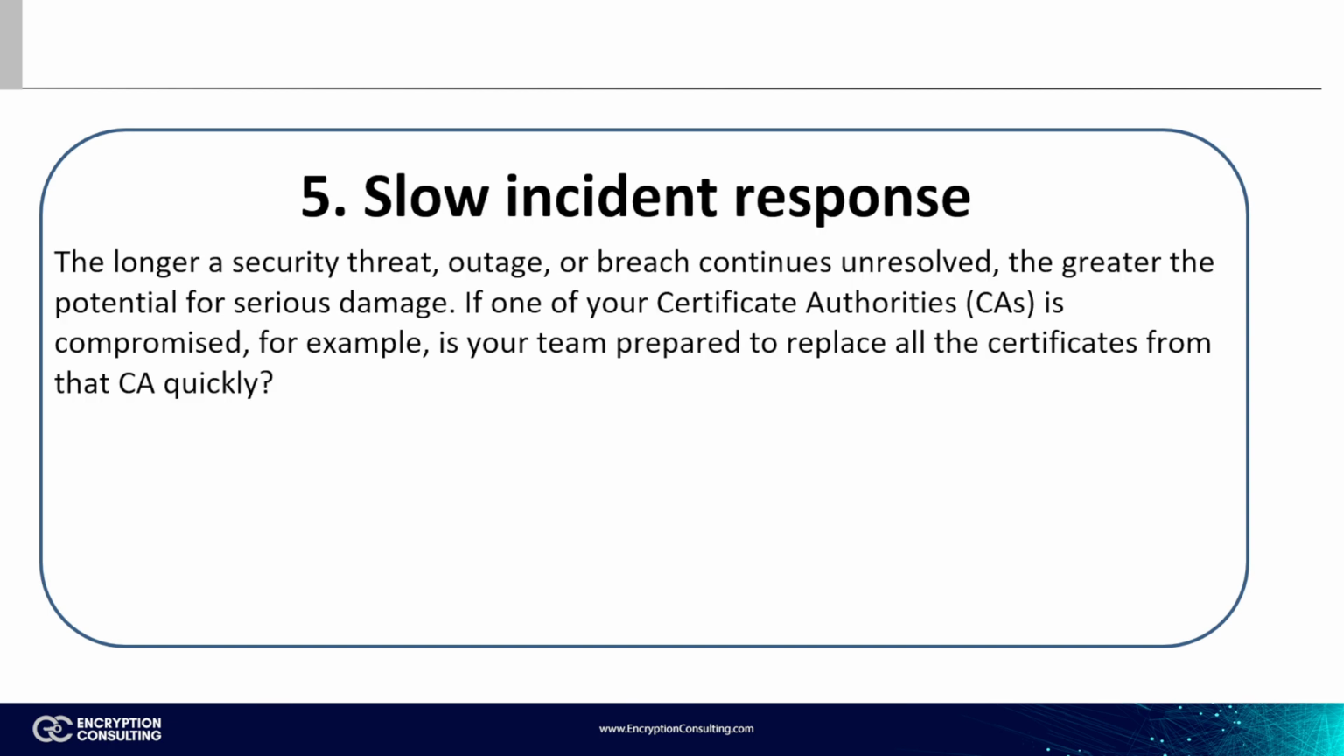And then for number 5, we have slow incident response. The longer a security threat, outage, or breach continues unresolved, the greater the potential for serious damage. If one of your certificate authorities is compromised, for example, is your team prepared to replace all the certificates from the CA quickly? Other large-scale cybersecurity events that require a timely response include the discovery of machine identity using a vulnerable algorithm like SHA-256, or the exploit of a cryptographic library bug like Heartbleed, or when a leading browser decides it no longer trusts certain certificates issued by your CAs. When you need to respond to any type of event that affects machine identities, time is everything.